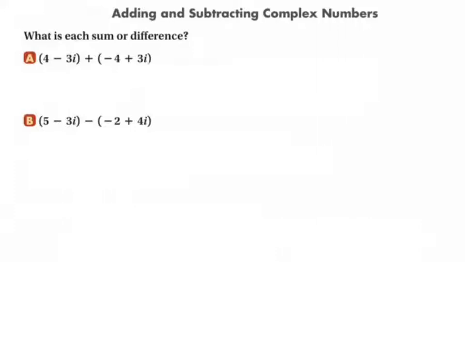And so here we've got 4 minus 3i plus -4 plus 3i. Kind of like combining like terms, we're going to do the same thing here. We've got the 4 and the -4 to go together, so 4 minus 4. And then we'll take the i values together, so we've got -3i plus 3i. In this case, we should notice right away that these are going to cancel. This becomes 0, this becomes 0, so our answer is just 0.